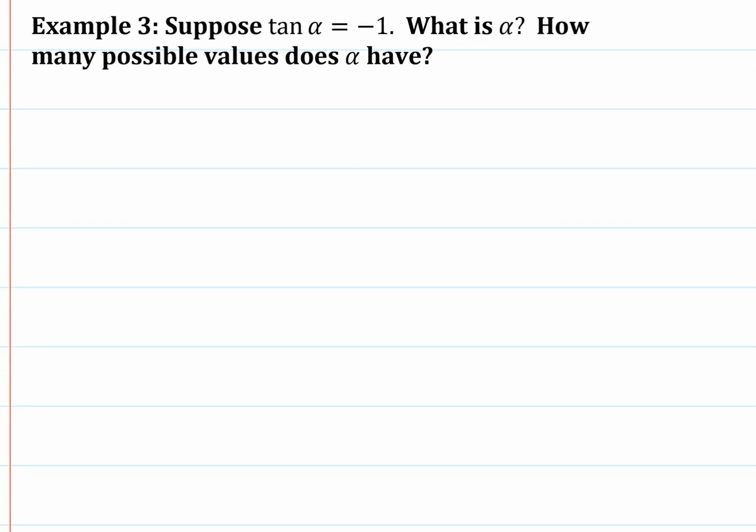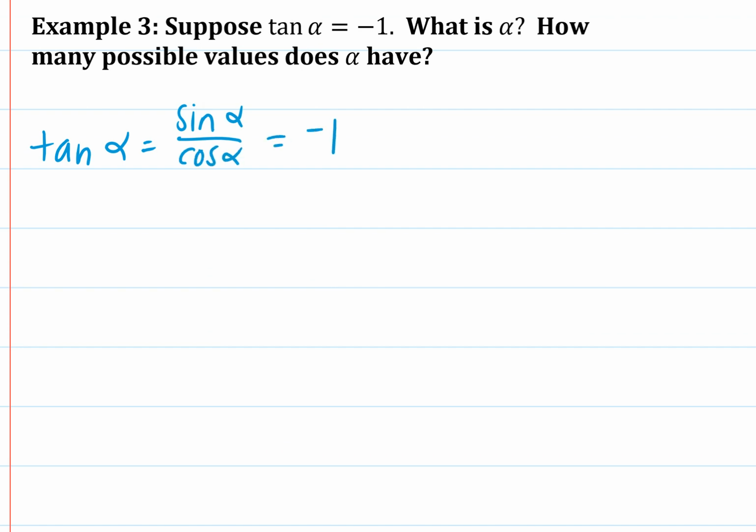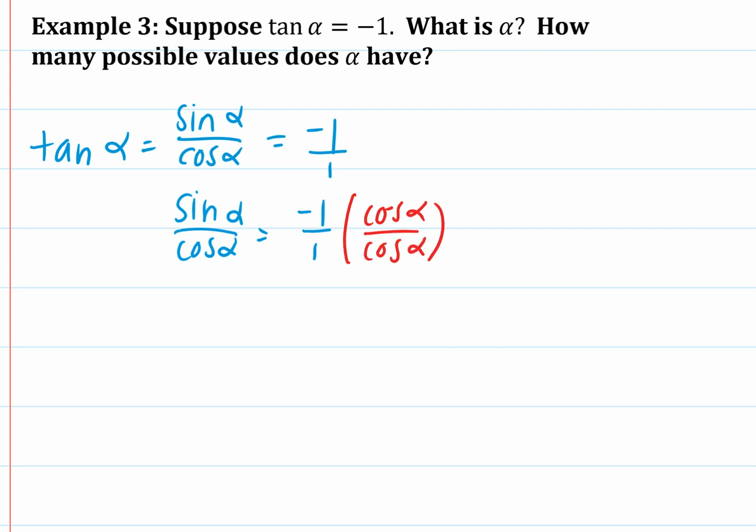If the tangent of alpha, some angle alpha, is -1, what is alpha? And how many possibilities do we have? Well, what do we know about tangent? The tangent of an angle is equal to the sine of an angle divided by the cosine of an angle. And if this is going to equal -1, well, that means if we cross multiply, or you can get common denominators, we have sine of alpha over cosine of alpha equals -1 over 1. We could, of course, get a common denominator. Then the numerators must be the same.